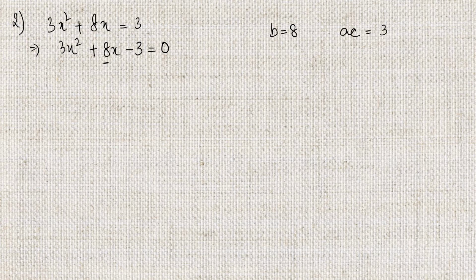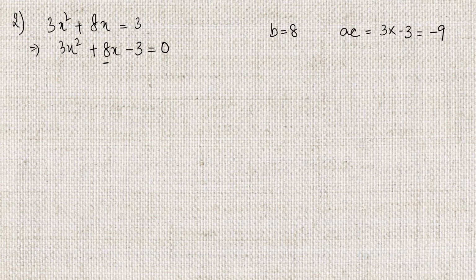Let's take one more example to understand this method of factorization. So let us suppose the equation is 3x square plus 8x is equal to 3. Bringing this constant term to the left hand side, 3x square plus 8x minus 3 equal to 0. Now which is the middle term here? B is 8. And what is AC? It's 3 into minus 3, minus 9.